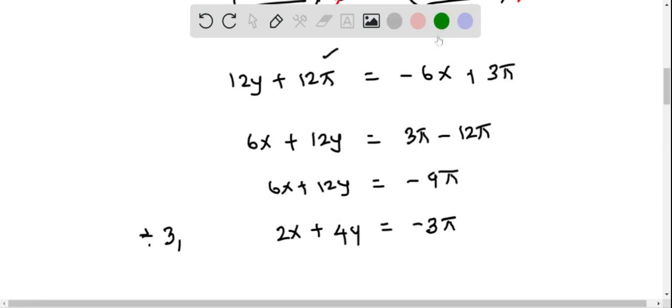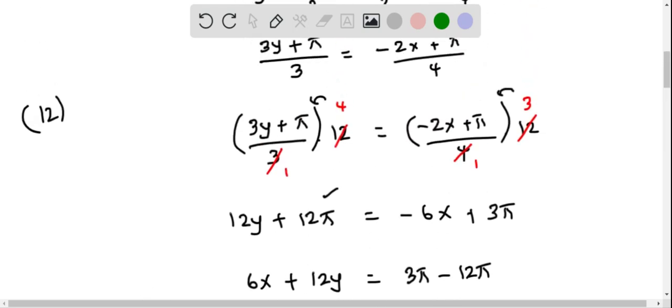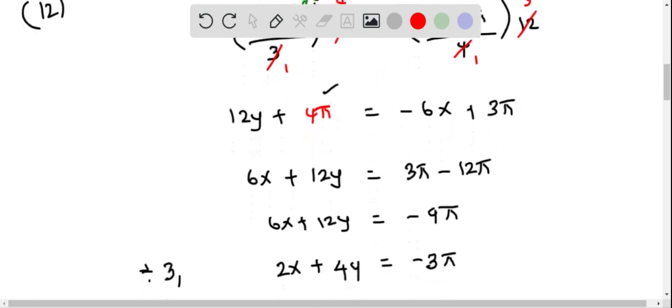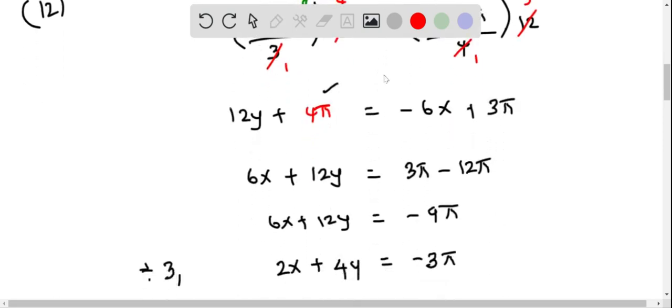It looks like I made a mistake here. I just figured out that it's 4 pi, because 4 times pi is 4 pi and it is not 12 pi. So I'm changing this to 4 pi. So it will be 3 pi minus 4 pi. I'm going to remove all this here. This is 3 pi minus 4 pi, and this equals negative pi.